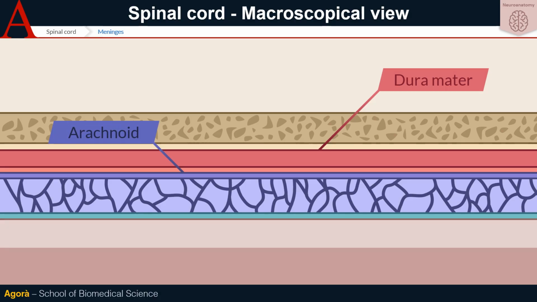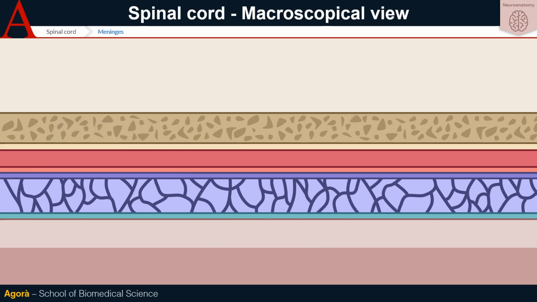physical protection. From the outside to the inside, there are 3 types of meninges, distinguished by their connective tissue. They consist of the dura mater, arachnoid, and pia mater. The dura mater is composed of fibrous connective tissue, while the arachnoid and pia mater consist of loose connective tissue.